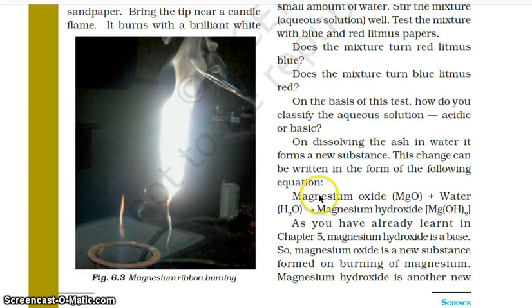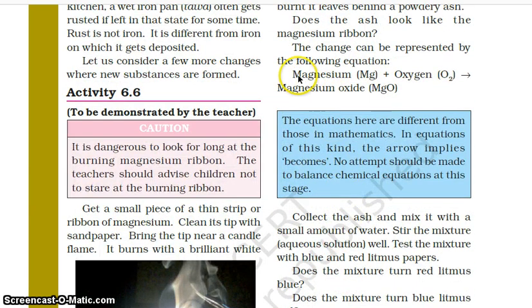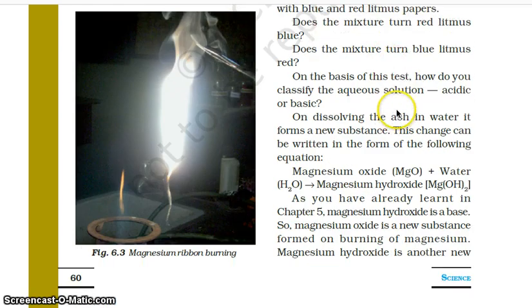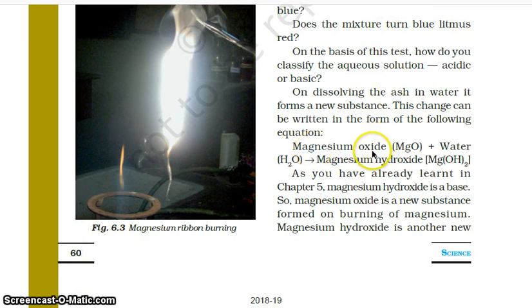So this was the activity and this was the first reaction when magnesium reacts with oxygen. Mg is magnesium, O2 is oxygen. It forms magnesium oxide. I have told you how to write the equation in my previous part. Now when we dissolve it in water, what happens? What is the reaction? Magnesium oxide plus water, that is H2O, the chemical formula of water, turns into magnesium hydroxide. Let us observe this experiment.